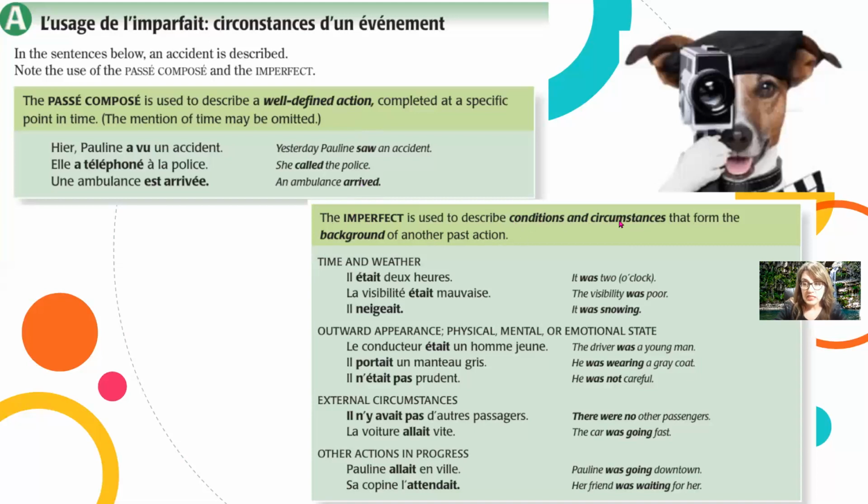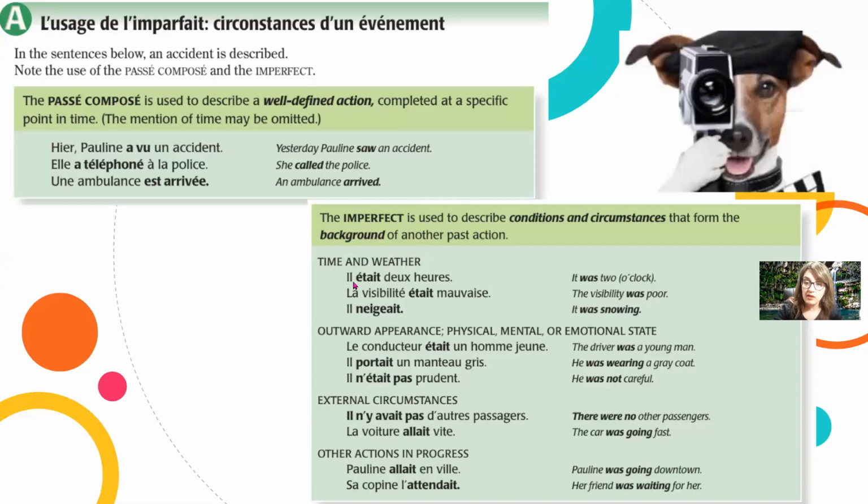So the conditions and circumstances are kind of the frame of the story that happened in the past. The other action would be the one in the passé composé, n'est-ce pas? So the imparfait is the conditions and circumstances that form the background or the frame of the story of another past action. So the conditions and circumstances could include the time and weather.